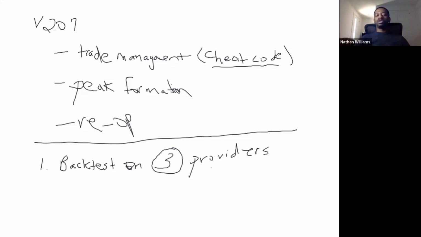No, Vantage is not included. Vantage does not provide tick data, so we don't use Vantage. Most brokers don't provide tick data. Dukascopy happens to have a broker, but Vantage does not provide the data. So we backtest on 3 different data providers.